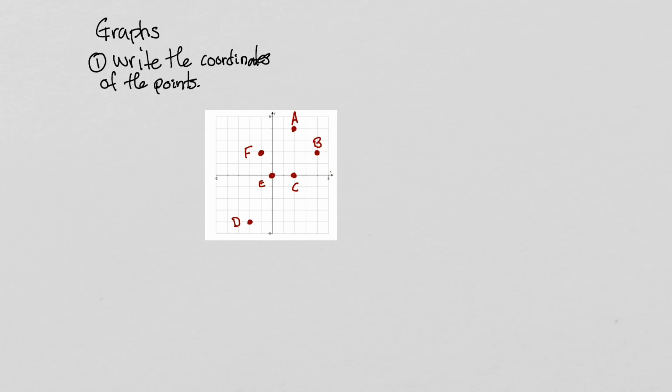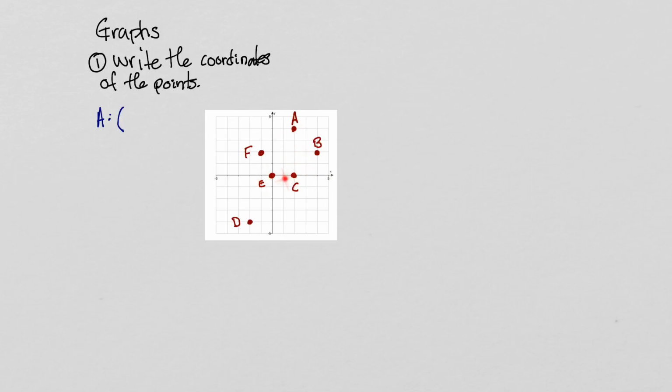Just so we can get used to reading these coordinate pairs, let's name these points. So how about this? A. What ordered pair would this be? Well, look where we are. Start at the origin. To get to A, we're going to go 2 to the right and 4 up.